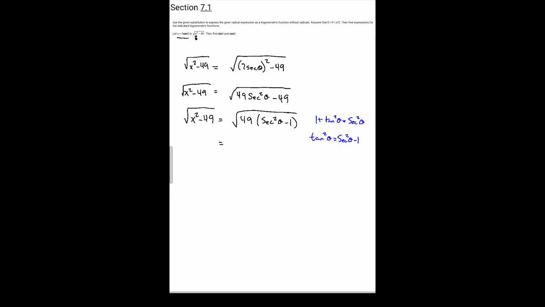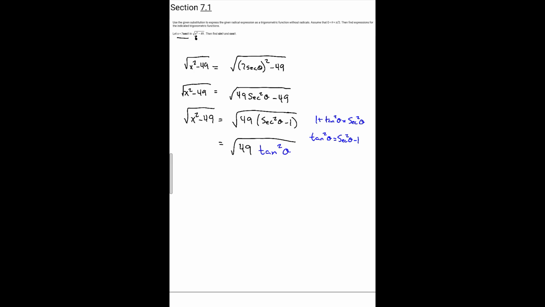So in other words, we now have the square root of 49 times tangent squared of theta, because secant squared theta minus 1 was equal to tangent squared theta. And it all comes from this identity that we should be familiar with. Okay, so let me bring down my information. Now on the right side, the square root of 49 tangent squared theta, you can break this up into the square root of 49 times the square root of tangent squared theta. Or we can just say the square root of 49 is 7, and the square root of tangent squared theta is just tangent of theta. It gets rid of the square on the tangent function.